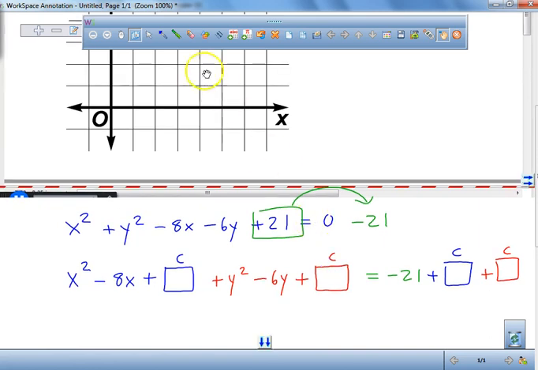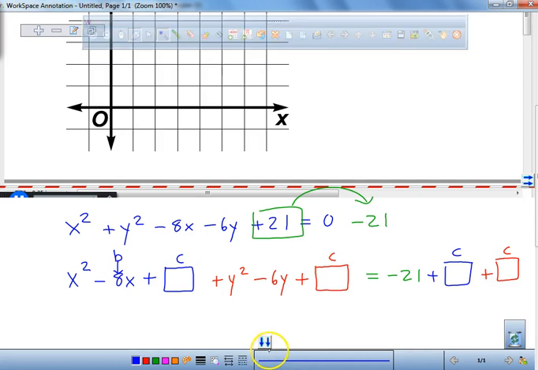And we're going to take a look at our b-values. What's our b-value right there? -8. What's half of -8? -4. What's -4 times -4? Put a 16 right here, put a 16 right there. Because what did we do with this? We took half of it and we squared it. That's right. We took half of it and we squared it, and that's how we got the 16.